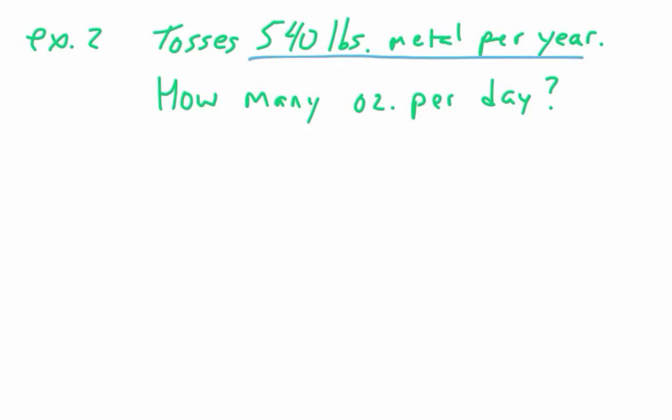Our fraction is 540 pounds over 1 year. Good? Okay, now we want to end with ounces per day. And I don't know if I'll fit it all in one line, so I'm going to put my little ounces per day down here. So we need to change years to days, and we need to change pounds to ounces. Which one do you want to tackle first? Emerson, you seem awake. Pounds to ounces.